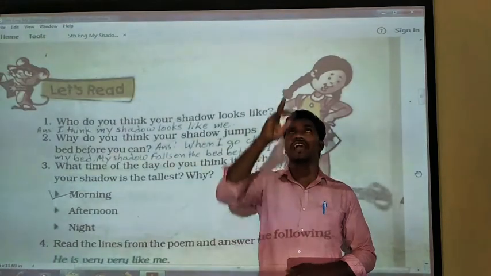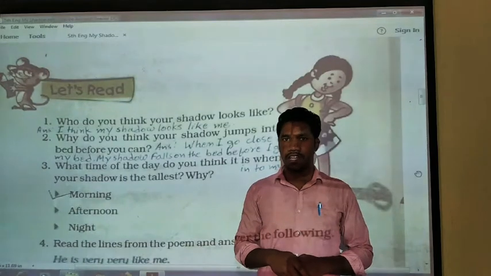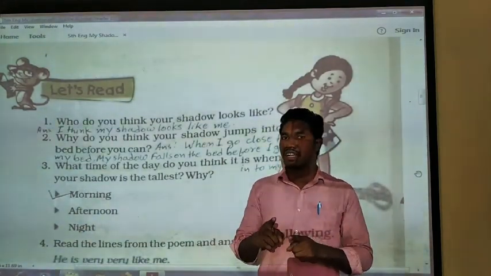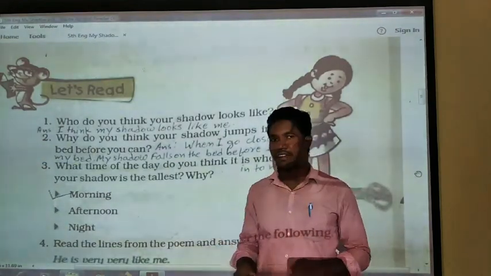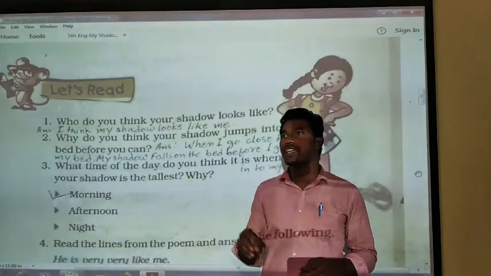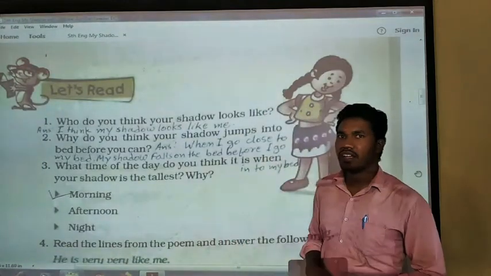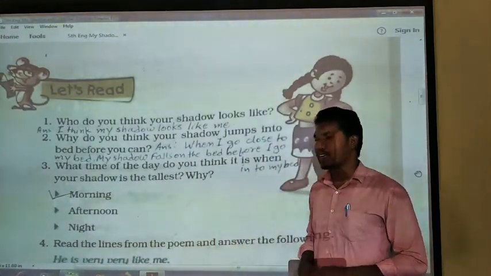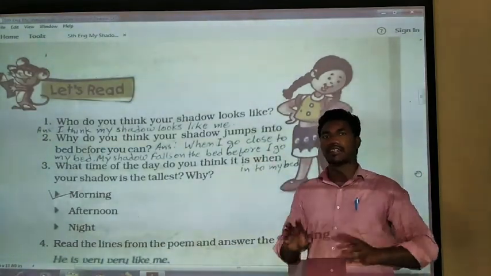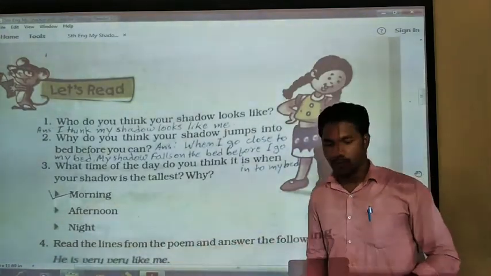Afternoon, what happens? The sunlight is just over the head, so our shadow will be where? Just under the feet. Okay, and night. Night is not clarified here, or rather we cannot be sure of night because we cannot see the sunlight at night. Only due to some kind of bulb or tube light we can have a shadow. If at night the light is in this direction and that direction, then the shadow will have different shapes. So that is what happens in the morning.